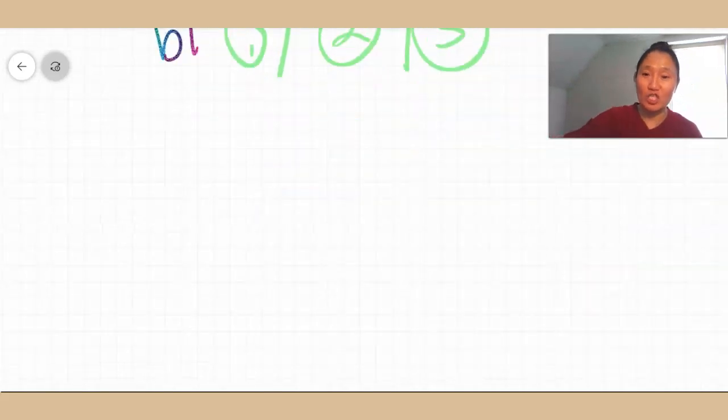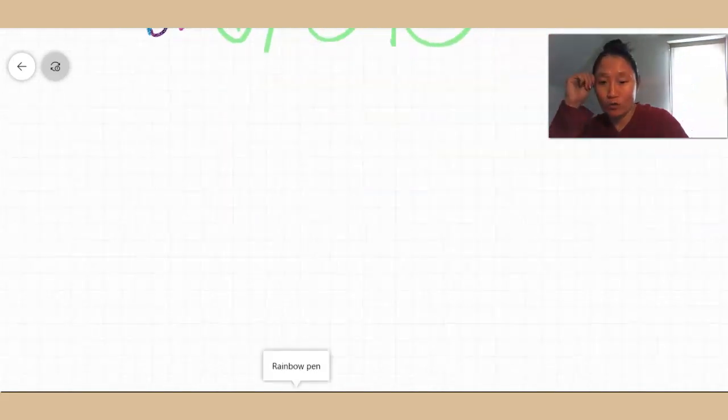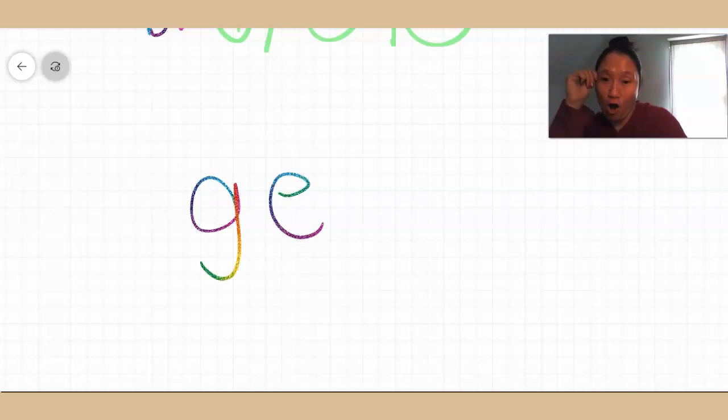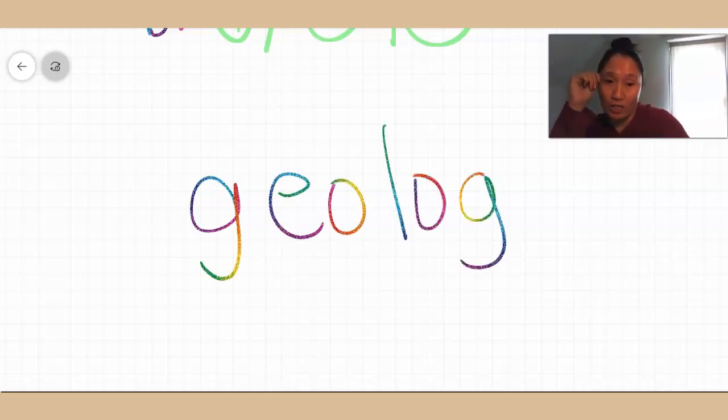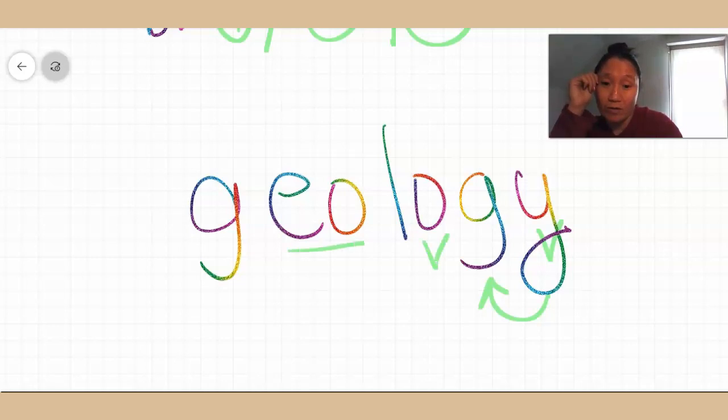Okay. So let's look at the word geology. It also has an E-O. So we have G-E-O-L-O-G-Y. Now remember, the Y is a vowel. So that's a vowel. These two are vowel, vowel. But remember, when you have a vowel, vowel, you can break in between them.